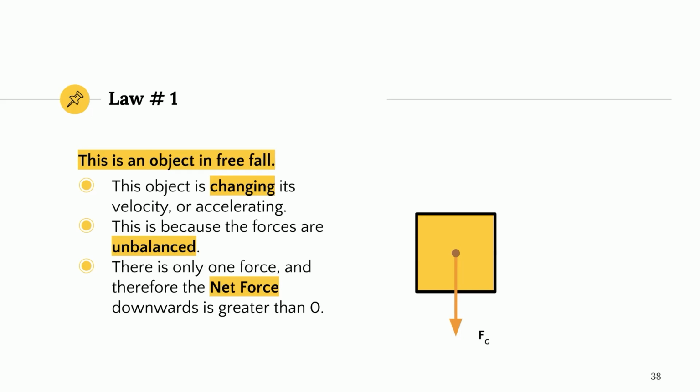This is an object in free fall. This object is changing its velocity, or accelerating. This is because the forces are unbalanced. There is only one force, and therefore the net force downwards is greater than 0. Don't worry about the word net force just yet. Just remember that the net force downwards is now greater than 0 because there's only one force vector, it's downwards, and nothing is canceling it out.